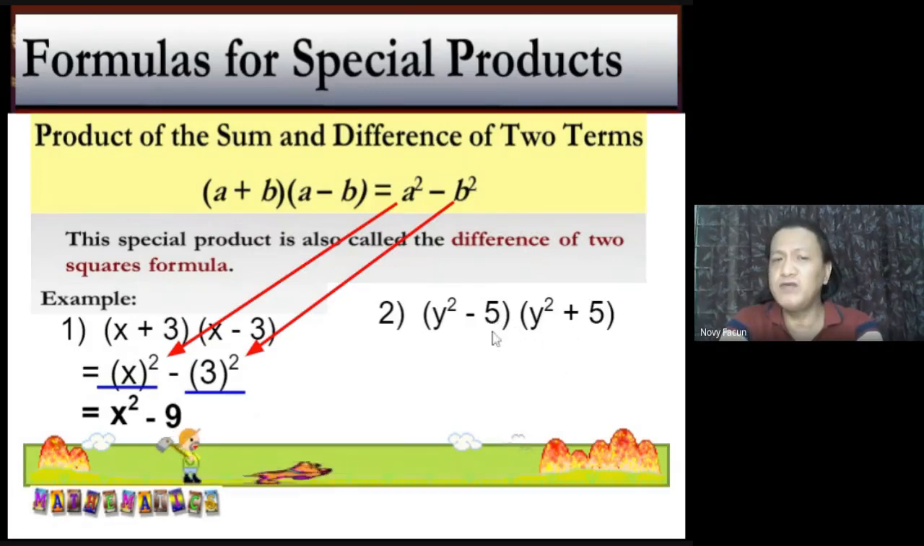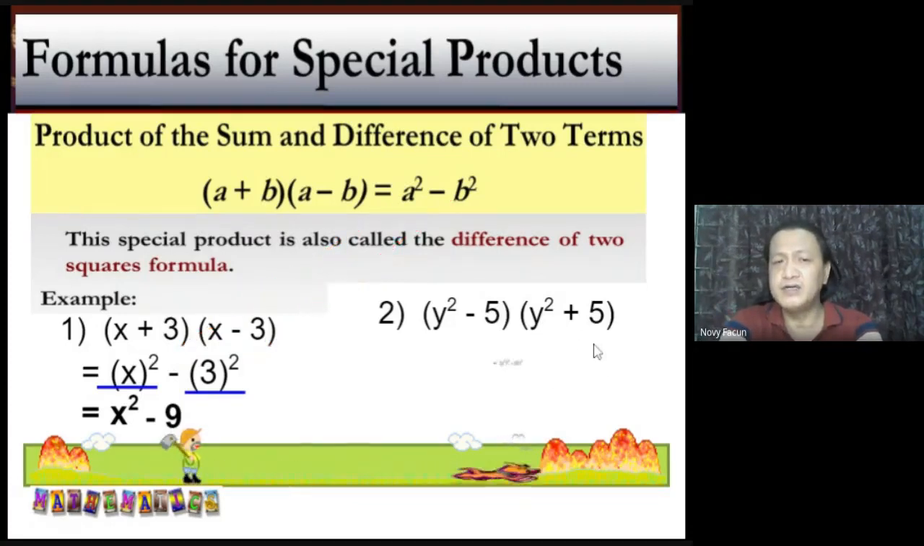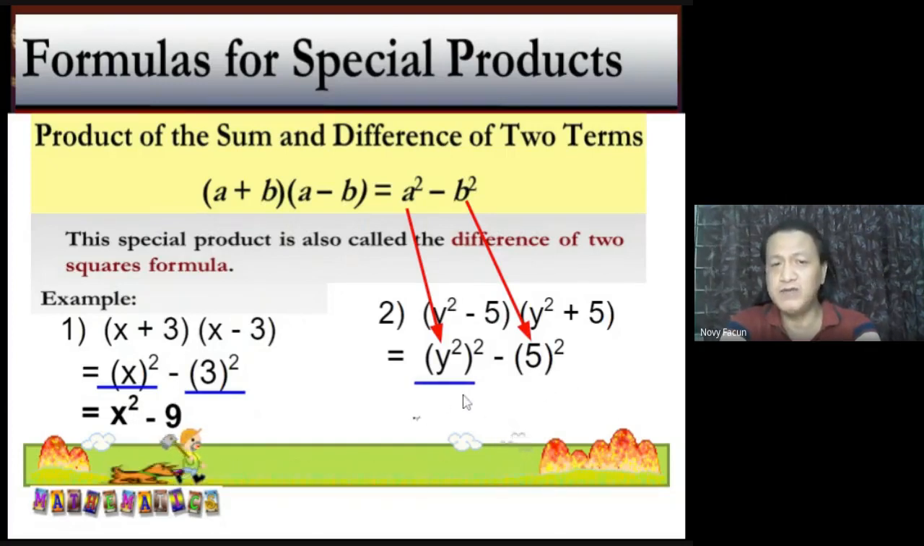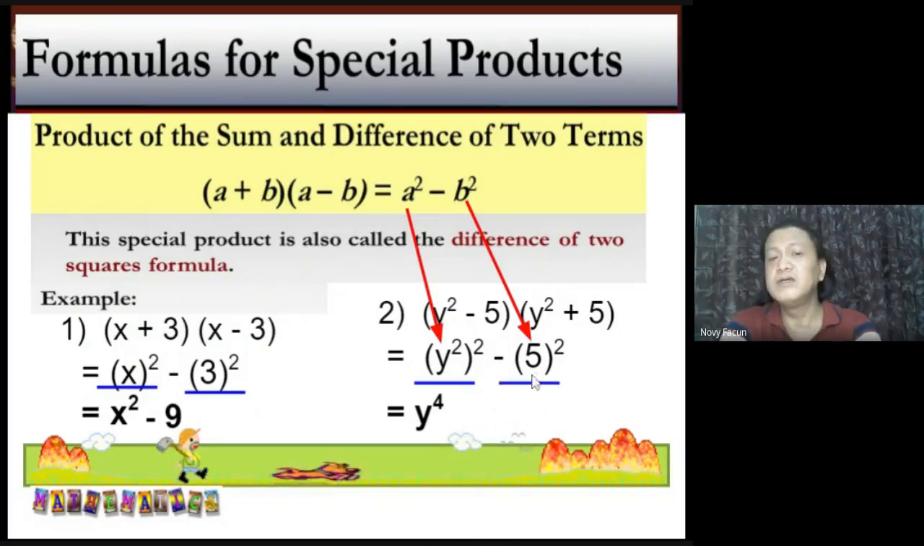So, same pa rin yung first and second term mo. So, square mo lang din yung first and second term. Then, copy mo yung minus because that is the difference symbol. And we have y square raised to 2 minus 5 square. Yun yung formula natin. And if you're going to simplify the first term, that will become y raised to 4 minus 5 square, that is 25. Kaya y raised to 4 minus 25.